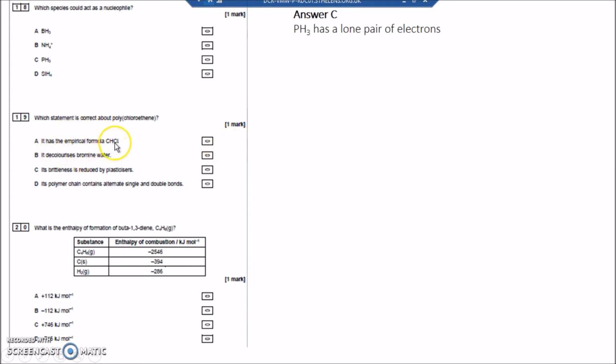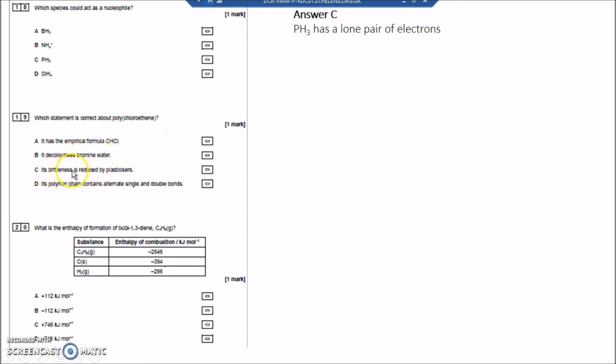The empirical formula is CHCl. No, I've said I've got C to C and I've got H, H, H, Cl. So I've got 2 C's and 3 H's and a Cl. I've not got equal numbers of each. So that's not true. It decolorizes bromine water. In other words, turns bromine water from orange to colourless. No, it's not going to do that unless it's got double bonds. And in polychloroethene, the double bonds are broken to make single bonds in a very long chain. It won't decolorize bromine water.